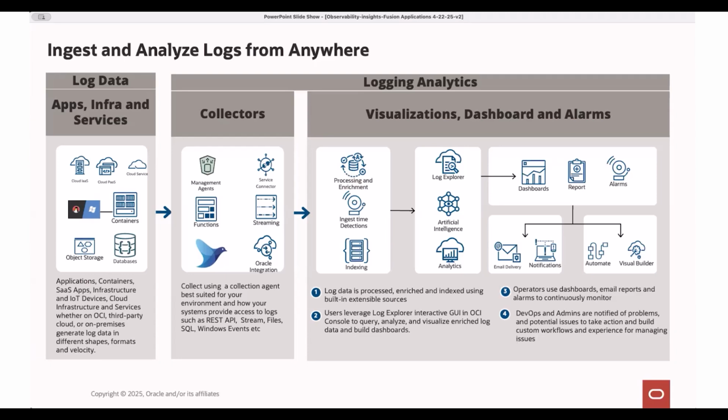And in a sense that if you find a signature which means that an unauthorized user access was identified in a log, you can label that as unauthorized access. And then you can create an alert on top of that, which will be the ingest time alert that, even before data is ingested into logging analytics, will trigger an alert. And on the right hand side, we have Log Explorer, we have dashboards, reporting available, and automation.